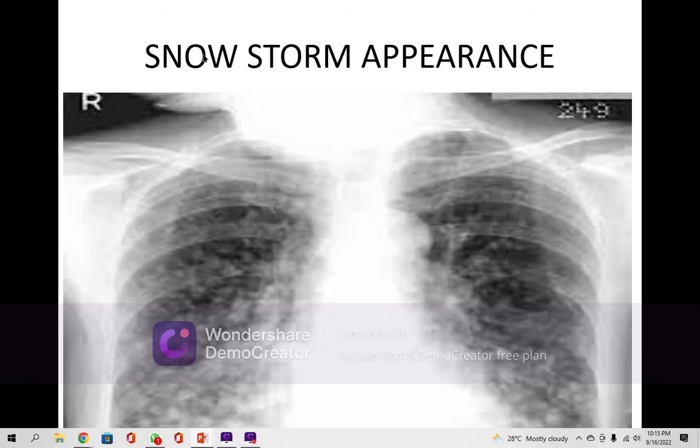Another appearance of non-reticulated opacity is the snowstorm appearance like this. Just like small balls of snow spread all over the chest here. Although it is multiple in nature, I have shown it. This is a snowball. This is a case of bronchopneumonia, where air is seen trapped between these small balls. Snowstorm appearance.